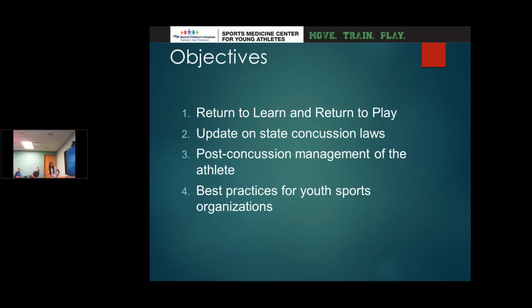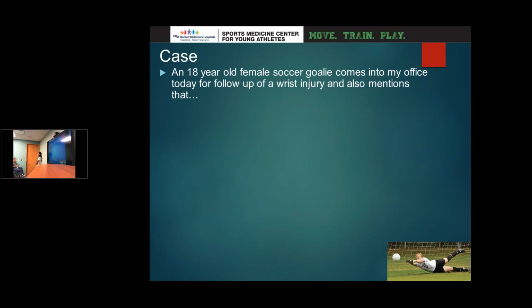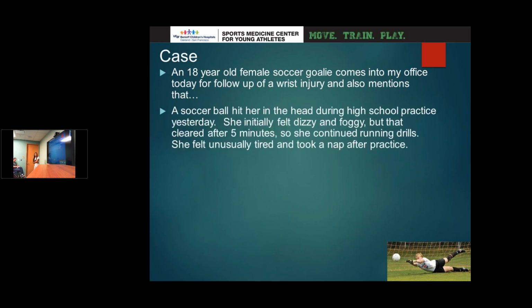All right, these are my objectives for this part, and we're going to just jump right ahead into it. So thank you, Eric, for doing this. I'm going to give a case, okay? So we got an 18-year-old female soccer goalie. She comes into my office today for follow-up of wrist injury and also mentions that soccer ball hit her in the head during high school practice. She initially felt dizzy, foggy, cleared after about 5 minutes, so she continued running drills. She wasn't playing goalie because she had that wrist injury.